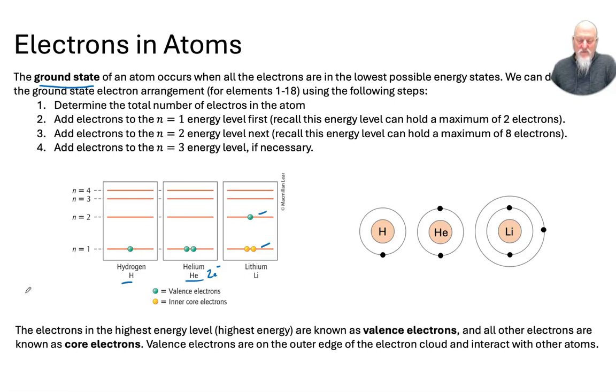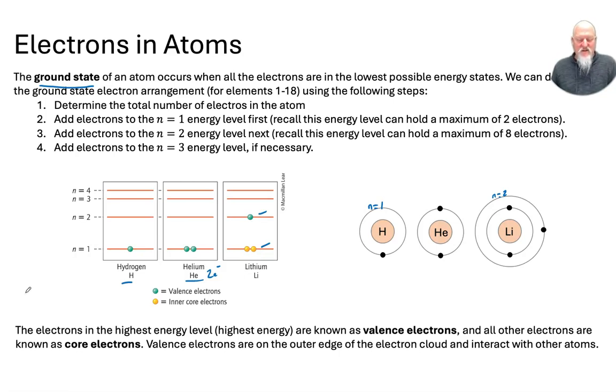If we depict these in kind of orbits, each of these circles is an energy level. So that's the n equals 1 level, and then we put the next one out here, n equals 2, and so on. We would depict an electron as a black dot. For hydrogen, there's 1 black dot in the n equals 1 level. For helium, there's 2 black dots in the n equals 1 level. For lithium, there's 2 dots in the n equals 1 level, and then 1 dot in the n equals 2 level. Okay.